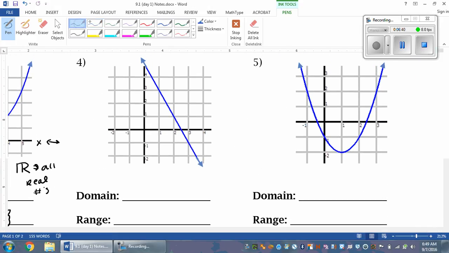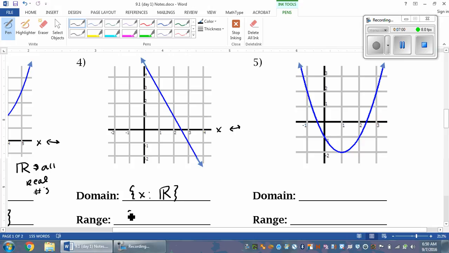Again, so we're going to start with the domain. I'm going to start with the curly bracket. And again, I look at the x-axis that's going left to right. So does my function go all the way to the left? Yes, because the arrow is going to keep going. Does my function go all the way to the right? Yes, because it's going to keep going. So my domain is all reals.